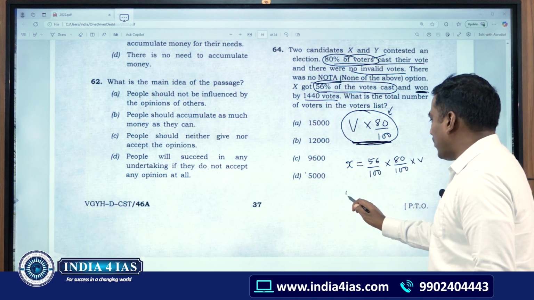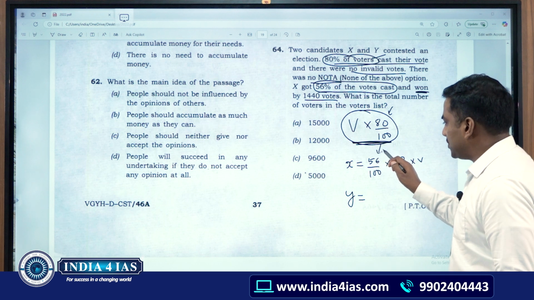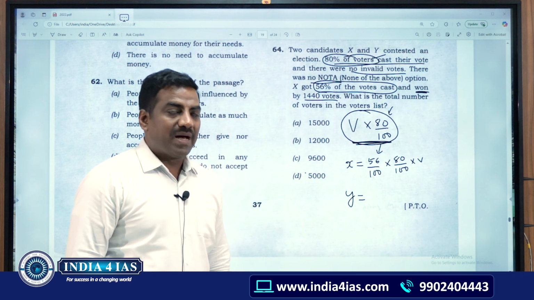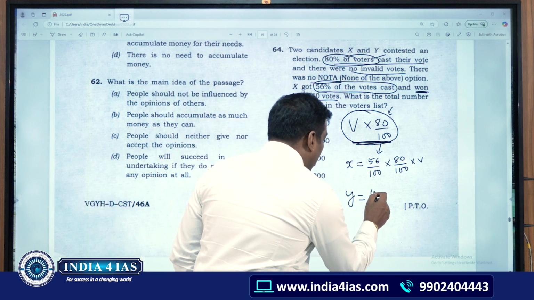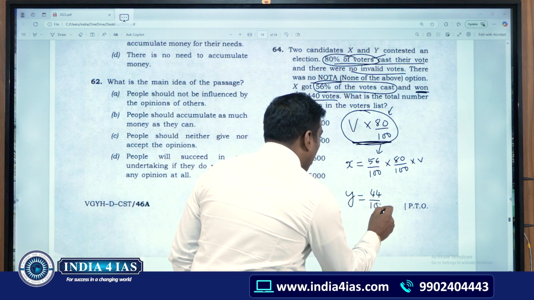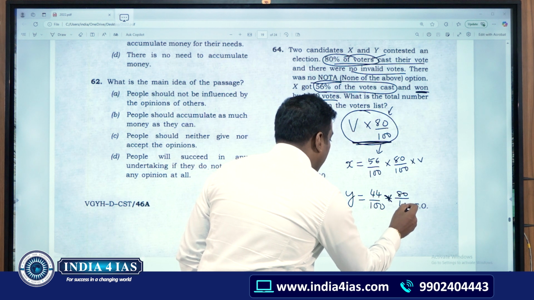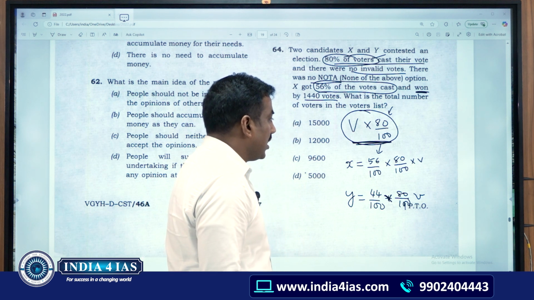So how much should Y have got? Y should have got the remaining votes. If 56% is got by X, the remaining 44% are got by Y. So this is multiplication 80 by 100 V. This is got by Y.